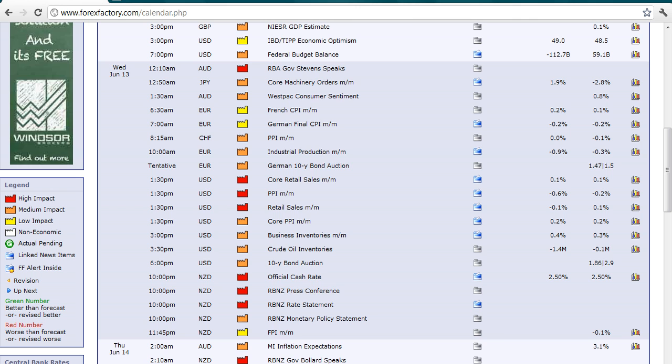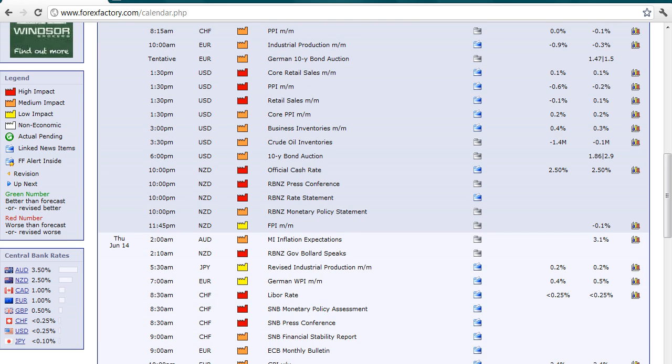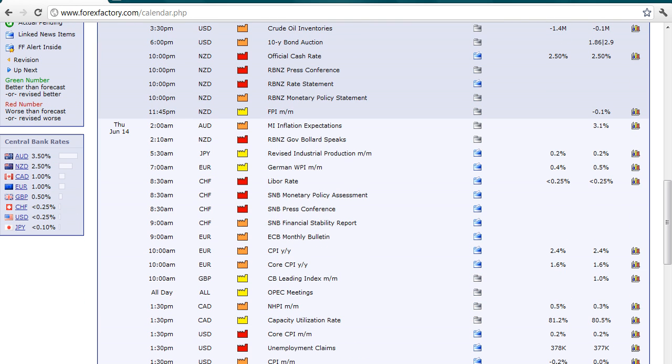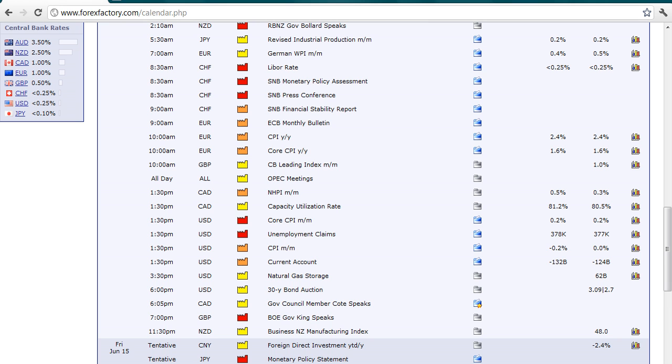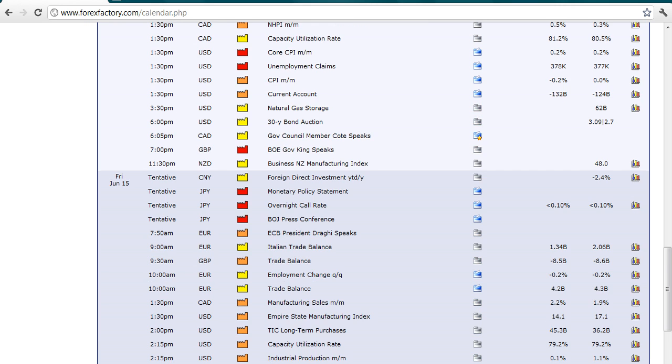Tomorrow the big news, we have some US data, we have retail sales and PPI. We have some New Zealand data overnight if any of you trade Kiwi. On Thursday we have some Swissy news out at 8:30 UK time with the LIBOR rate and some SNB stuff there, press conference, etc. We also have some more US data at 1:30. We have CPI month-to-month, core CPI and the weekly jobless claims.